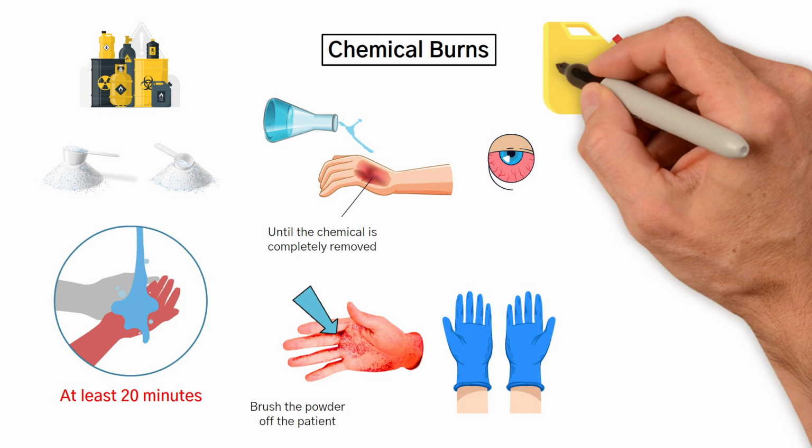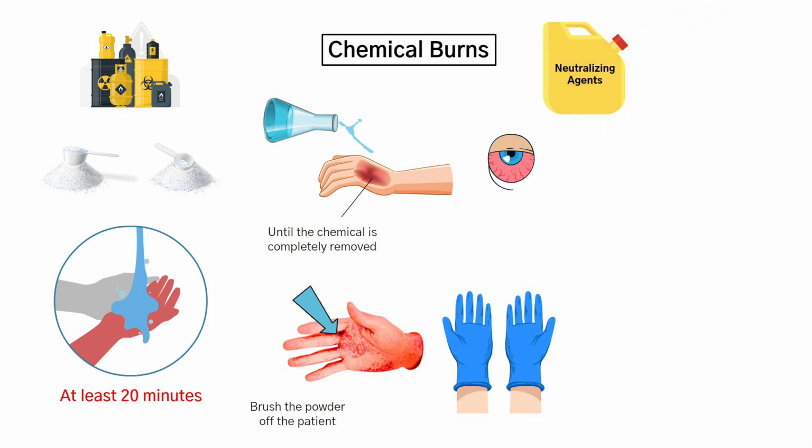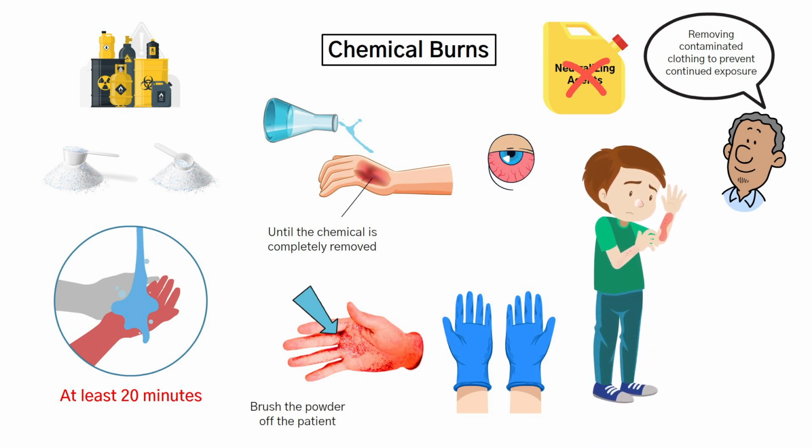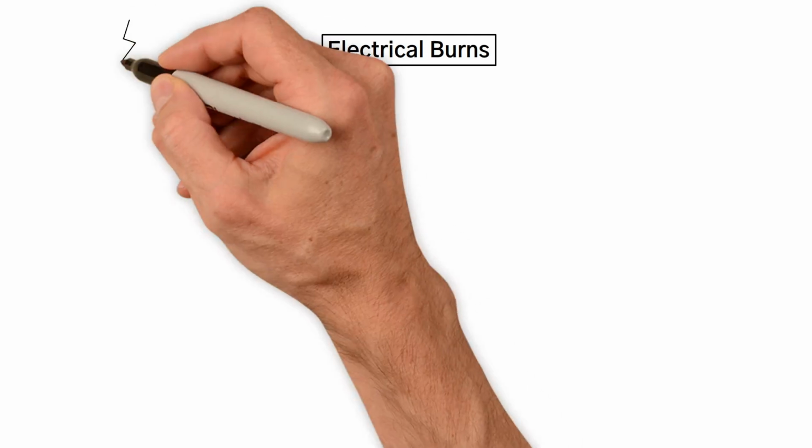In addition, you should avoid neutralizing agents, as they can cause additional heat and worsen tissue damage. In addition, you should remove contaminated clothing to prevent continued exposure. Lastly, for chemical burns, just like with all types of burns, you should provide supportive care and transport the patient to the hospital. Now let's talk about electrical burns.